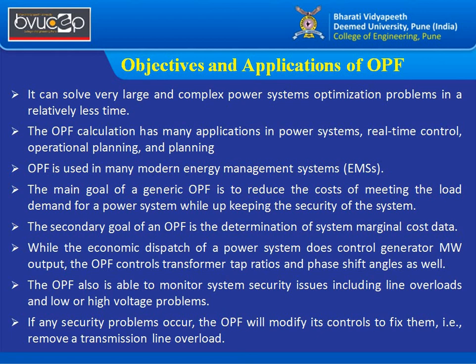So in case of any security problem is occurring, this OPF will modify its control so that whatever transmission line is overloaded, that can be removed from the system to keep the system healthy and remain intact with the grid. So this is going to be very beneficial.